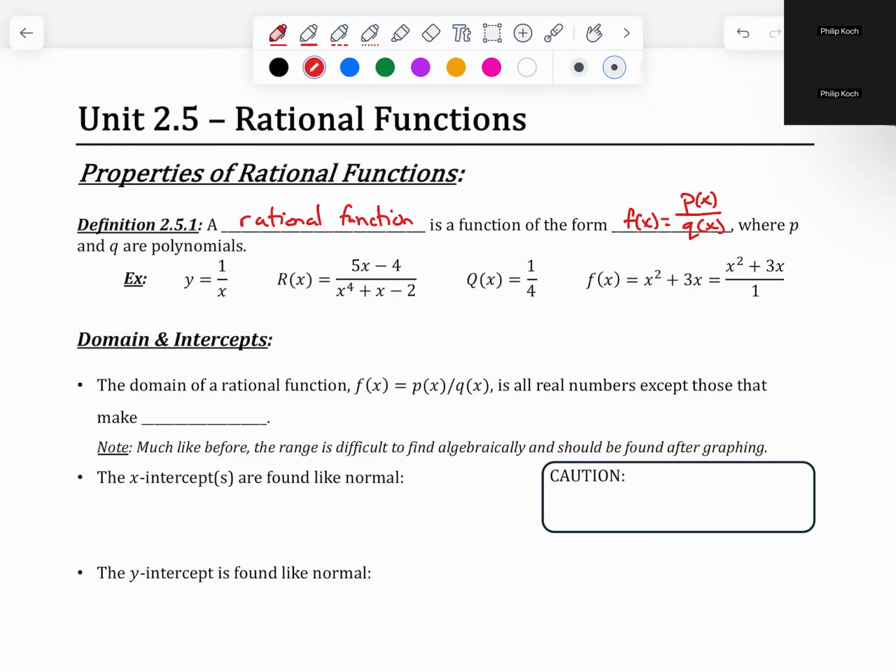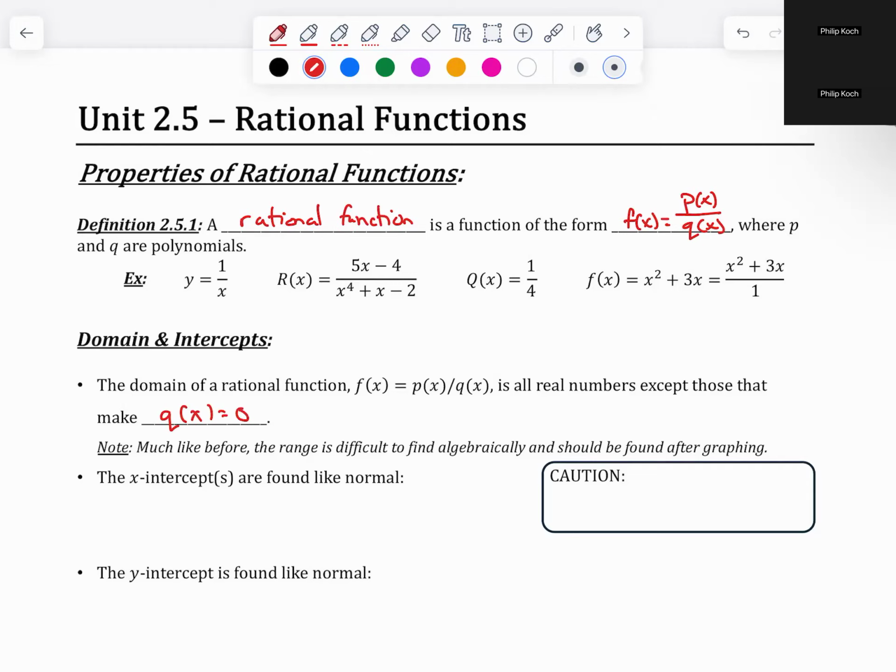The first one is domain. The domain of a rational function. This is not anything new. We've already seen this. It's all real numbers except numbers that make what? They would make q of x equal to 0. So we've already done this. We did this on exam 1, where if you had something, we would set the denominator equal to 0 because we don't want to be dividing by 0. That's a problem.